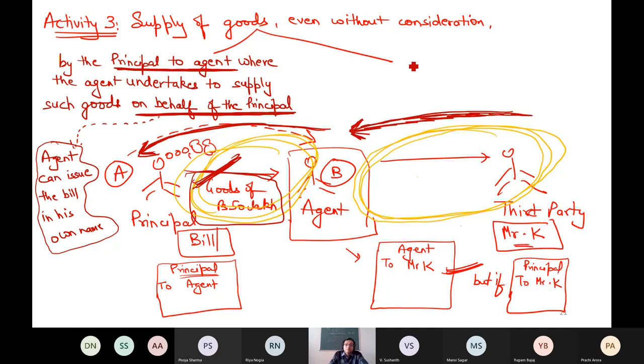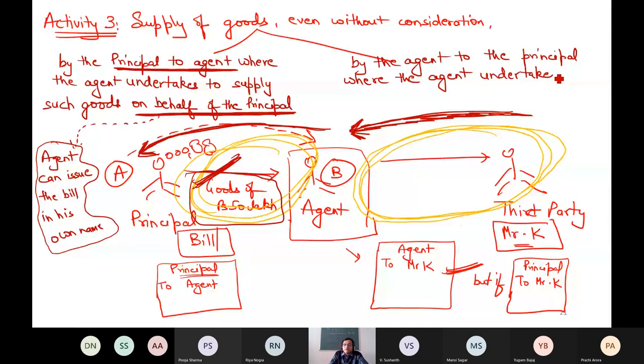So the next point is what? Supply of goods by the agent to the principal, where the agent undertakes, rather than supply, now I will use the word to receive such goods on behalf of the principal.